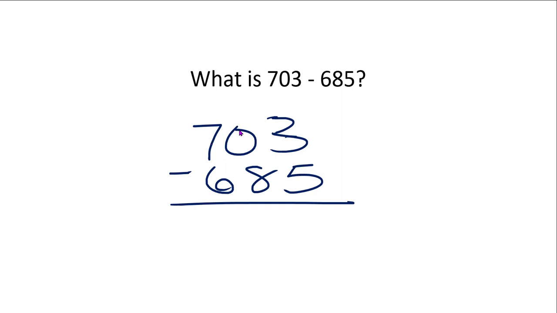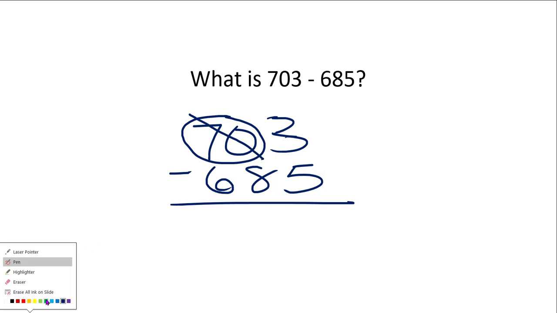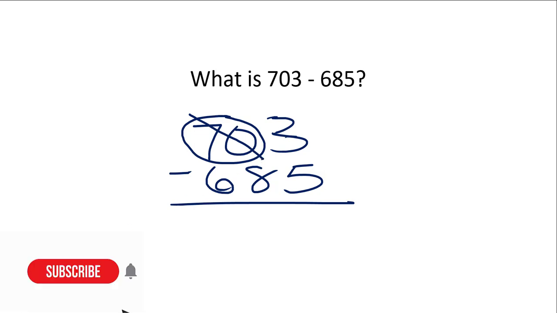When I regroup, I notice that there's nothing for me to borrow here from the 0. 0 is nothing. So then I'd go next door again, and that's a 7. What I'm going to do in this case is combine the 7 and the 0 together to make it 70. Now I'm going to ask myself, what is 70 minus 1? 70 minus 1 is 69. I'm going to switch colors here so you can see it a little bit better.